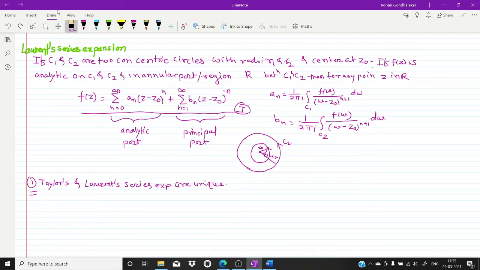Now we are going for some interesting problems based on this particular topic. So the first problem which I would like to discuss is: find the Laurent expansion. Instead of that, I'll mention: find all possible expansions. Then it will be more correct. Yes, this is the question.